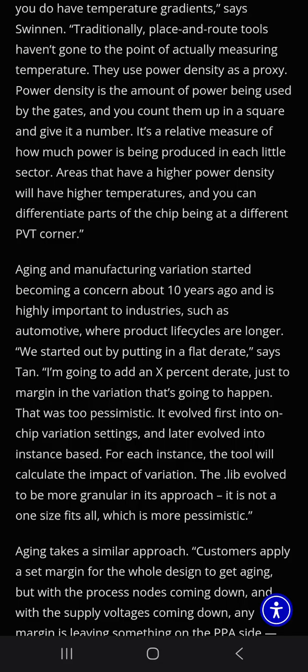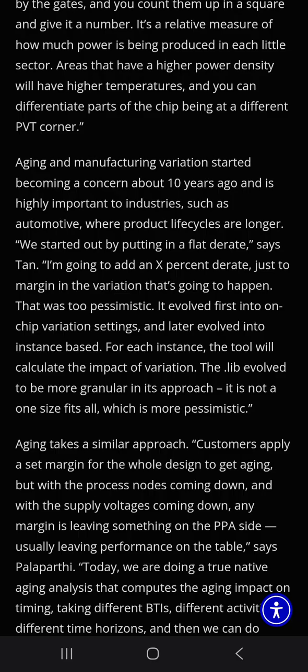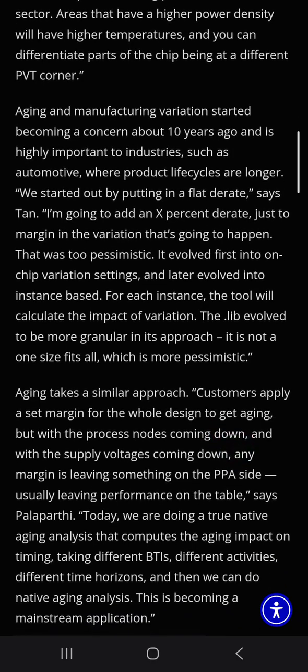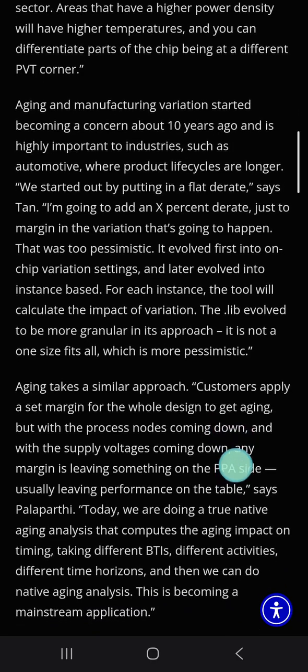For instance, the tool will calculate the impact of variation. The Liberty evolved to be more granular in its approach. It's not a one-size-fits-all feature, which is more pessimistic. Aging takes a similar approach.